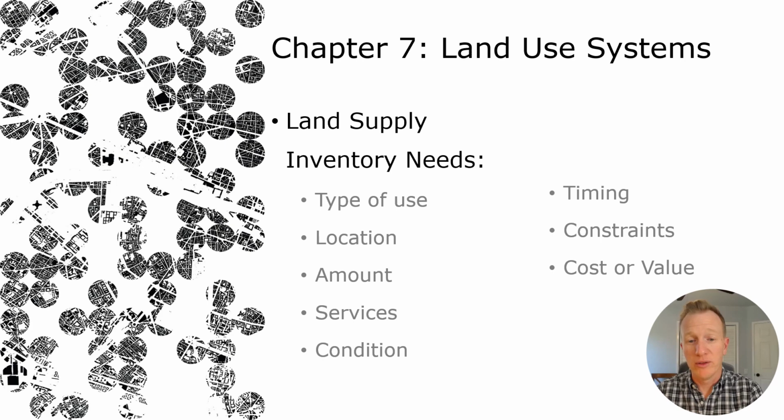Timing. Your agency might have limits on timing of development. You'd want to include that in your land use inventory. You might have constraints such as areas that are within a certain habitat or areas that have a high slope or are in a liquefaction area or in a floodplain. If your parcel is within one of those areas, you'd want to note that in your land use supply inventory.